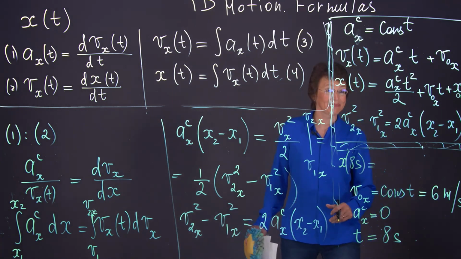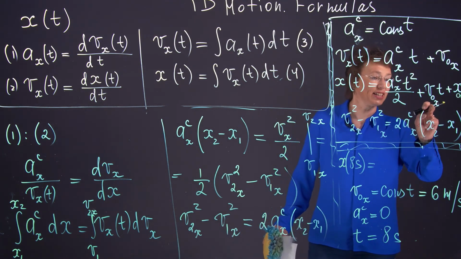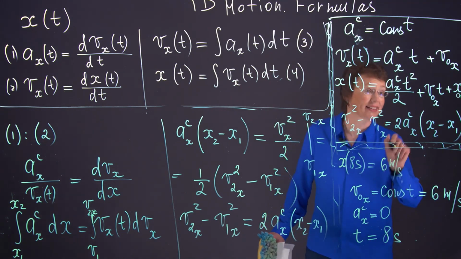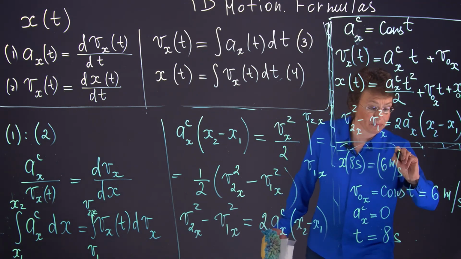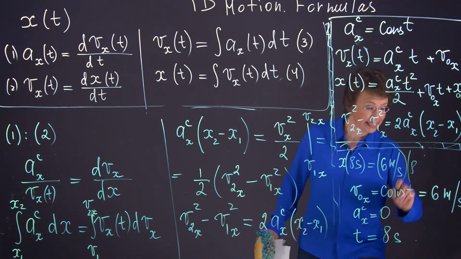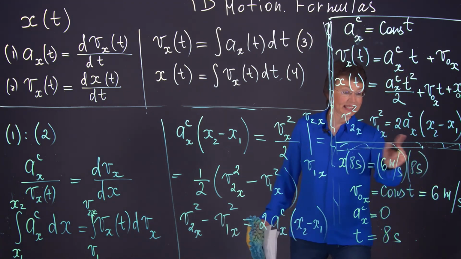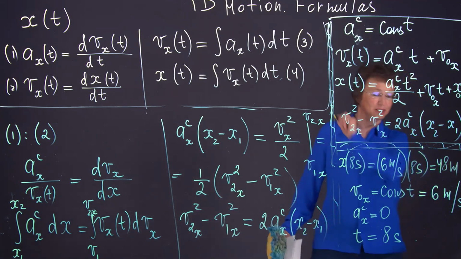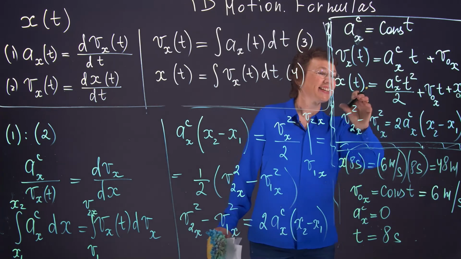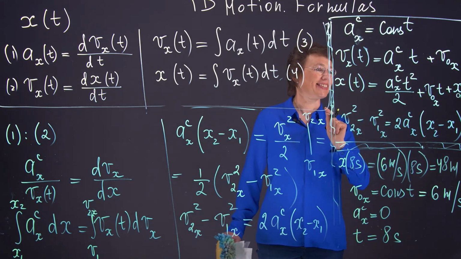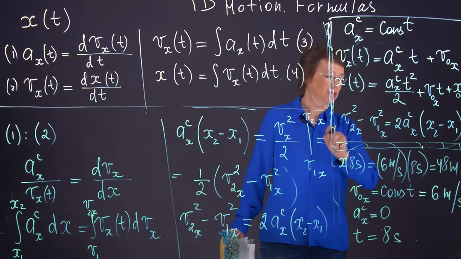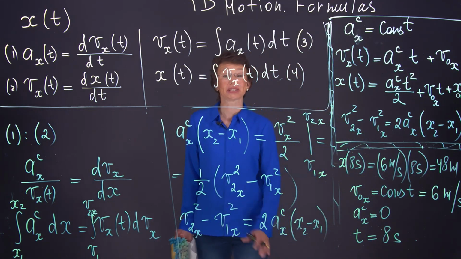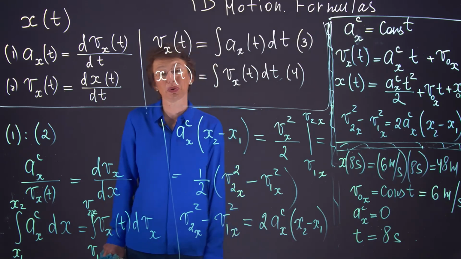What is it? This guy is 0. This guy is 0. I have constant velocity, which is 6 meters per second. This guy times time, which is 8 seconds. 6 times 8, 48 meters. We just consider one specific case. Constant velocity, which means 0 acceleration, and we found position. Now we have all these formulas, and we are ready to solve the first problem on kinematics.